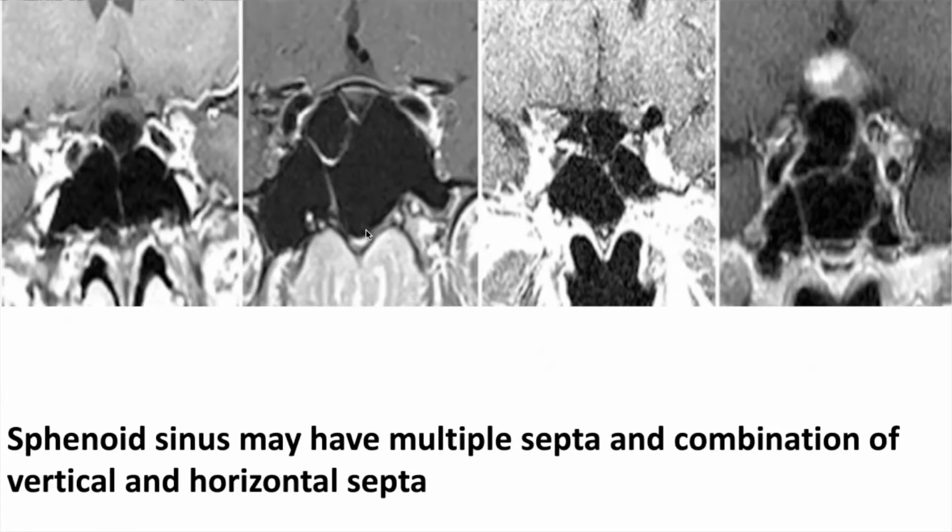These are the examples of complex septations: multiple septa, the vertical septa and horizontal septa. So if these are there, then one may do incomplete opening of the sellar floor, and thereby there may be incomplete excision of the tumor.